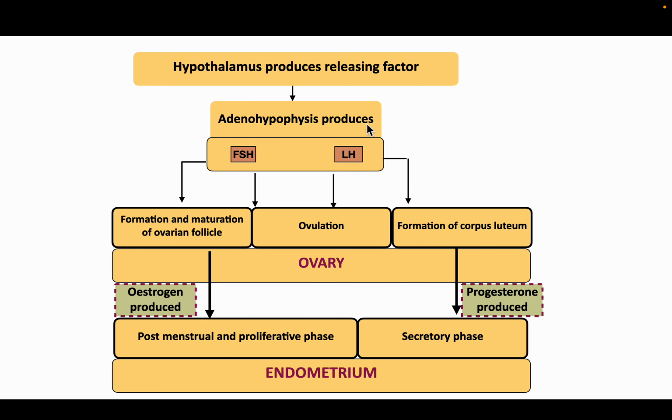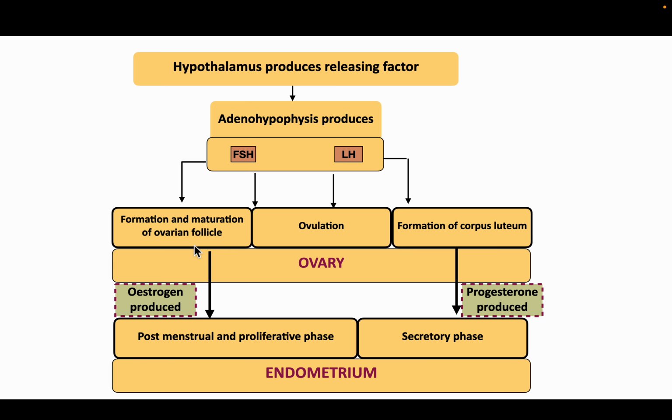Now you can see the flow chart showing the hypothalamus produces releasing factor acting on the adenohypophysis of the pituitary gland to release FSH and LH, that is follicle stimulating hormone and luteinizing hormone. So they act on the ovarian follicle and corpus luteum, and they help in ovulation too. Follicle stimulating hormone stimulates the formation and maturation of the ovarian follicle. Then ovulation happens, and then the luteinizing hormone helps in the formation of the corpus luteum. Now these are the changes occurring in the ovary.